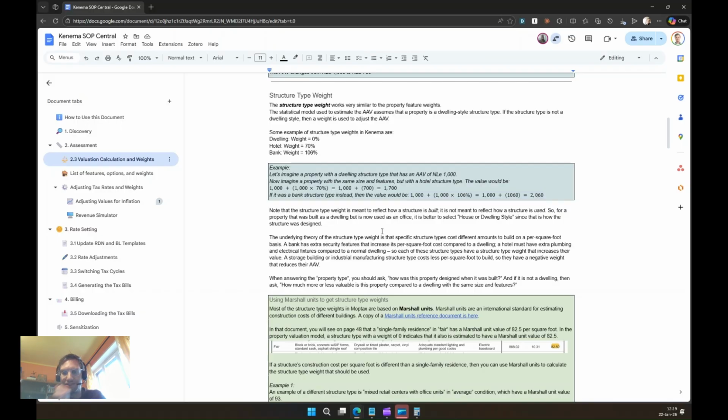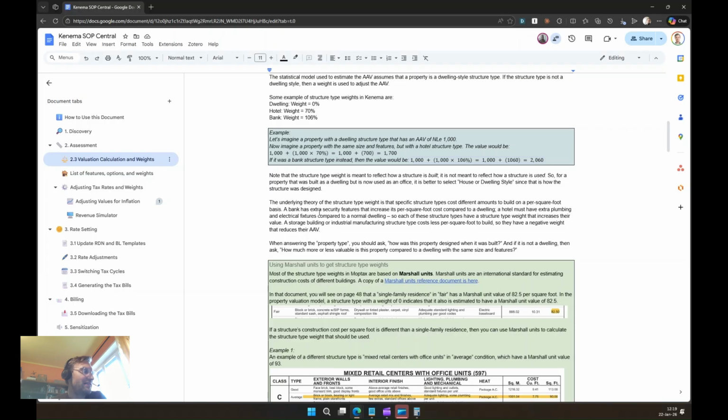One thing to clarify is that a structure type is meant to reflect how a structure is built. It's not meant to reflect how a structure is used. So for a property that was built as a dwelling but becomes used as an office, it's better to continue calling it a house or dwelling style, since that's how the structure was designed.